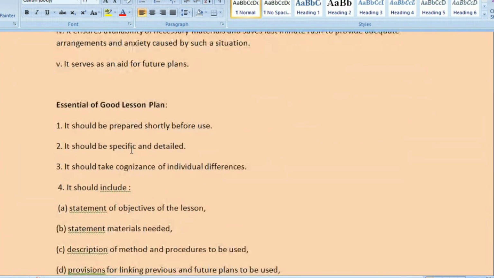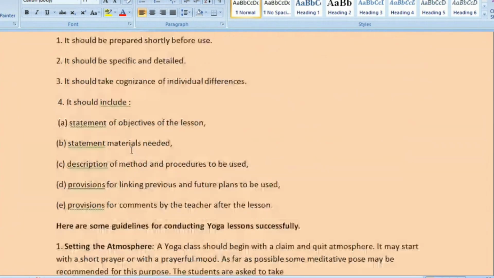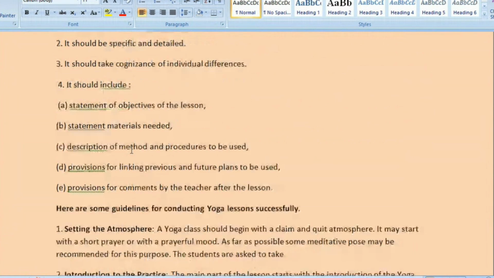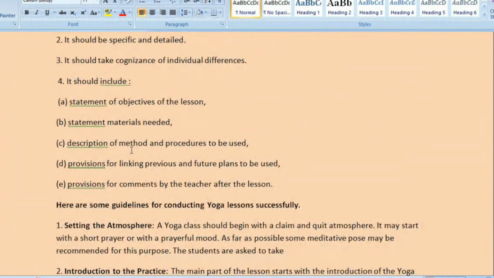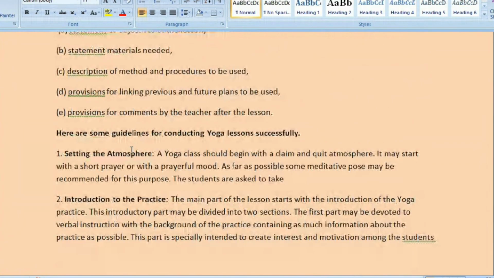Now, essentials of a good plan. It should be prepared shortly before use. It should be specific and detailed. It should take cognizance of individual differences. It should also include a statement of the objective of the lesson, a statement of material needed, a description of method and procedure to be used, provision for linking previous and future plans to be used, and provision for comments by the teacher on the lesson.